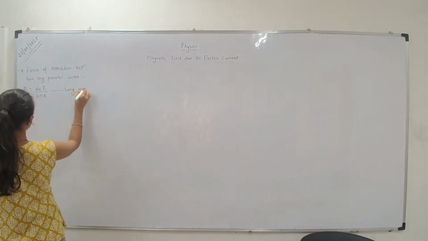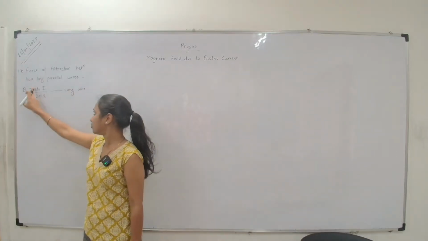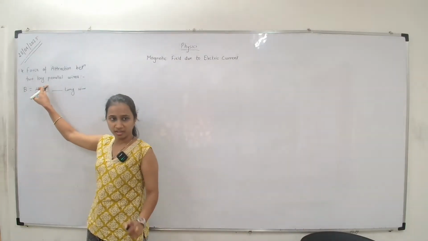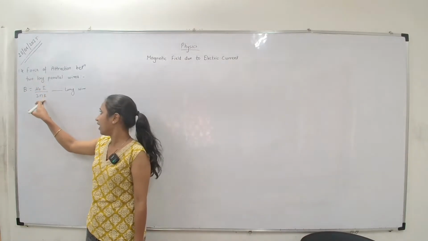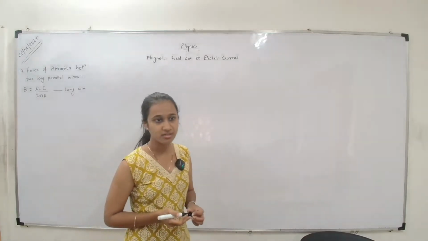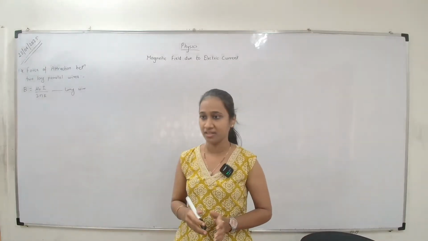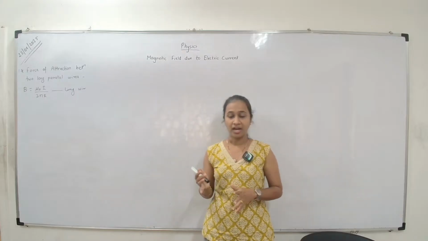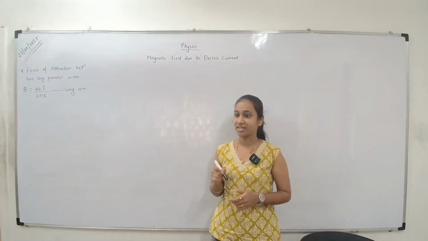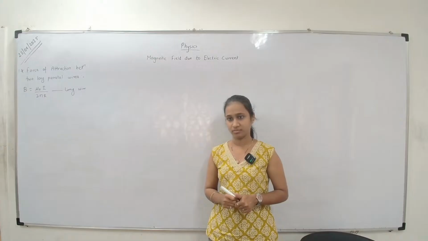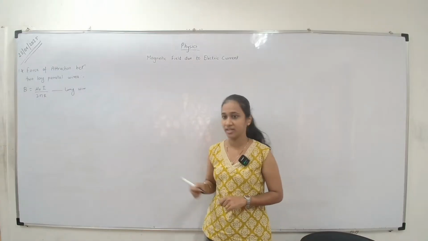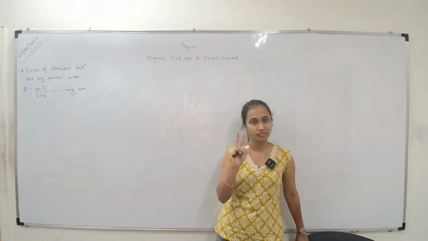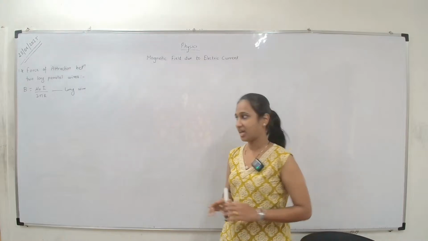Okay. Mu naught, 2 and pi are constants. I is the current flowing in this long straight wire, and r was the distance of the point from the wire, or the minimum distance of the point from the wire at which the magnetic field is to be found out. The point where we want the field, its distance from the wire is r. Okay. The same case we will consider for two wires now. Now we have two wires.